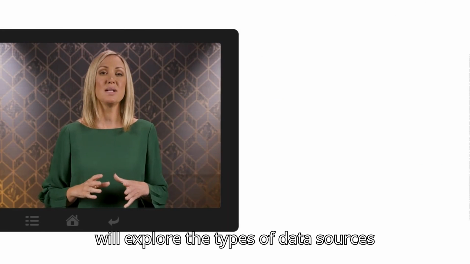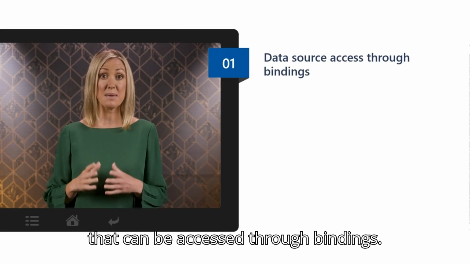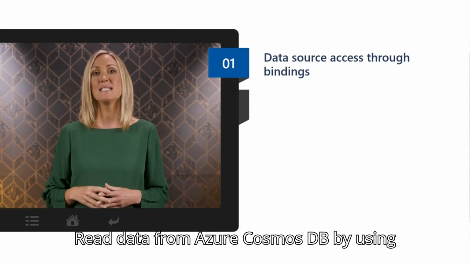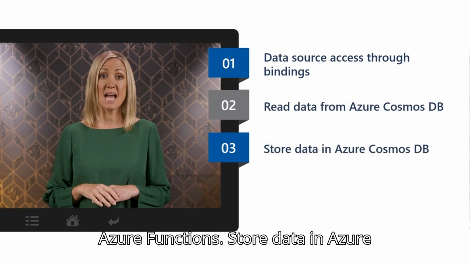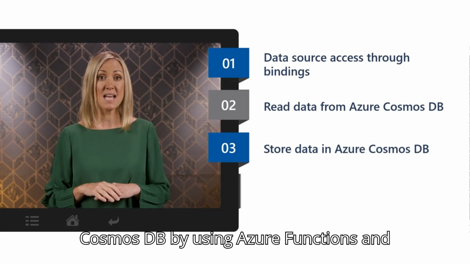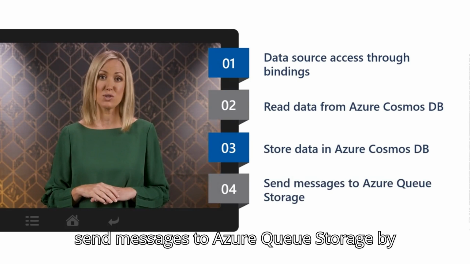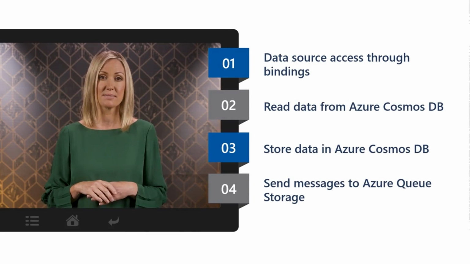In this lesson, you will explore the types of data sources that can be accessed through bindings, read data from Azure Cosmos DB by using Azure Functions, store data in Azure Cosmos DB by using Azure Functions, and send messages to Azure Queue Storage by using Azure Functions.